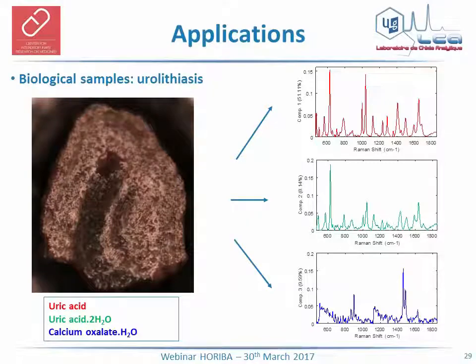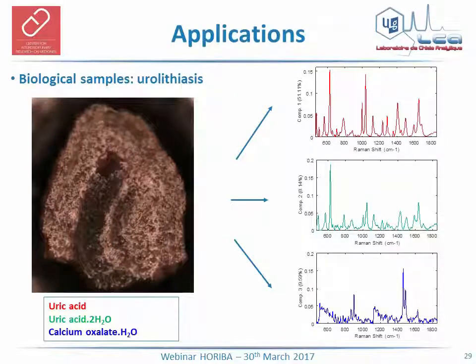Moreover, the lack of sensitivity of Raman imaging can be an issue, and thus the SERS approach has to be investigated. The first biological application presented today is dealing with the analysis of urolithiasis. Chemical composition is not the only point to take into account when analyzing this kind of sample.